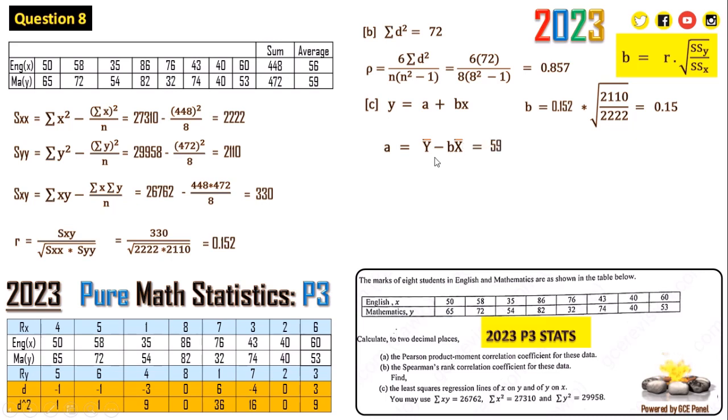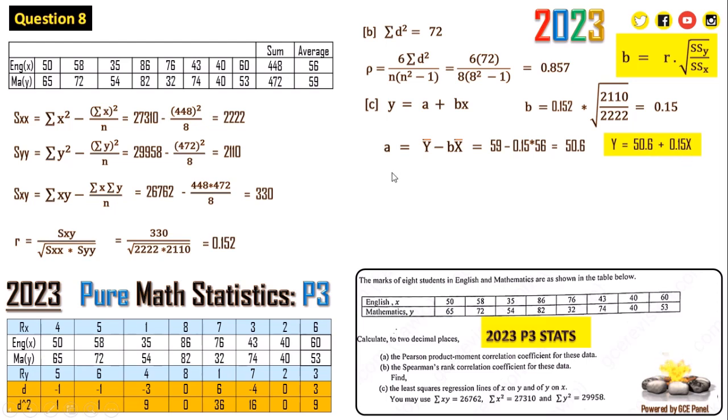Then a is equal to y bar minus b times x bar. So our y bar is the mean, we already had the mean or the average here. So for x bar you have 56 and y bar 59. So we have 59 minus 0.15 times 56. That's giving us 50.6. Therefore, our line y equals a plus bx will be equal to 50.6 plus 0.15x.